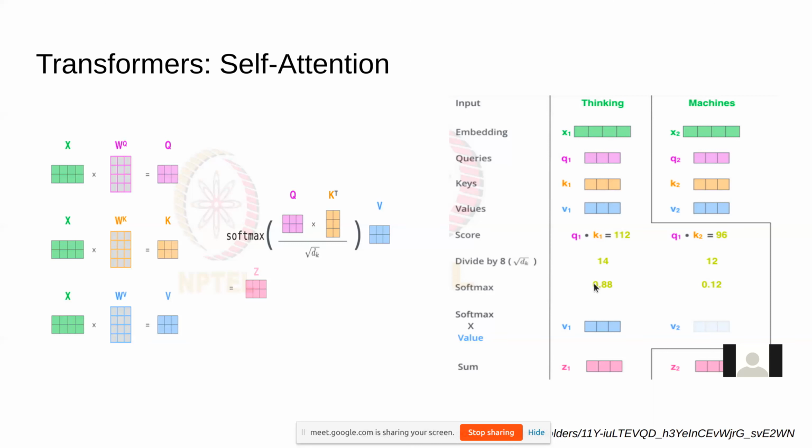And using these as the weights, we will compute the weighted average of the values. So it will result in v1 times 0.88 plus 0.12 times v2, and that will give you the vector z1 corresponding to input x1. Similarly, the same will be done for x2 and so on. So this is how self-attention is done in the transformer.